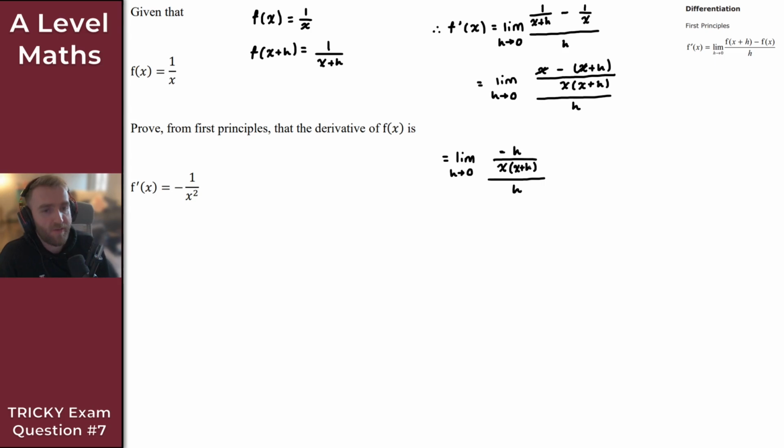Now, if I've got a fraction here divided by this here, this is just the same then as, let's do it on the same line here. So the limit as h tends to 0 of the following. So I've got minus h all over x times x plus h. Just extend that fraction line a little bit there, like so. And if we're dividing by h, that's just the same as times it by 1 over h, right? So we times by 1 over h, just like this.